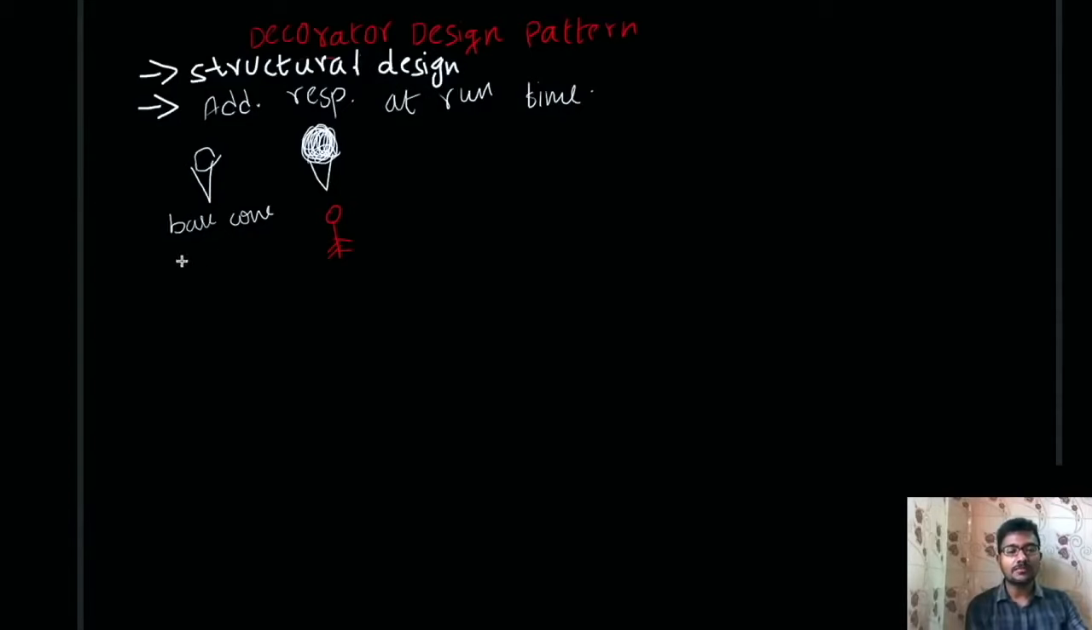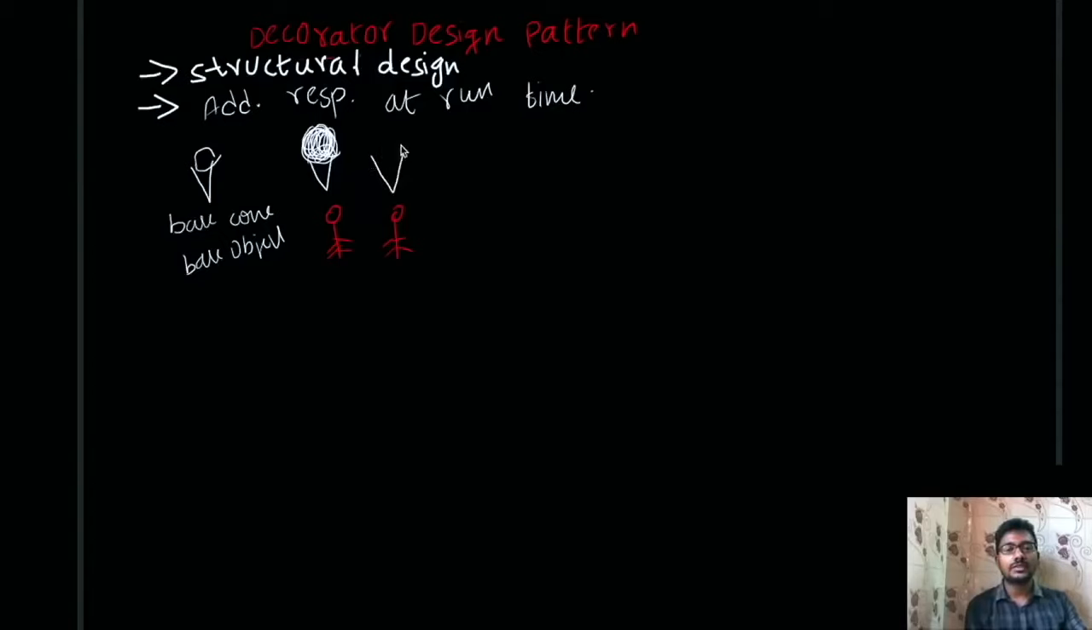So here this is a base object. This base object is converted to a custom object based on the user request. The base object is added with some additional responsibilities. Here vanilla ice cream is the additional responsibility at runtime. So this is one of those examples. Suppose another customer comes and asks that he needs chocolate ice cream.